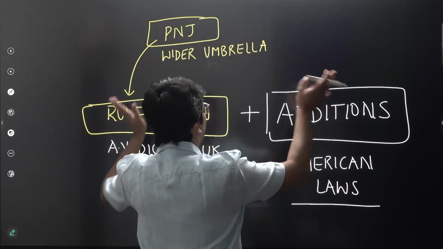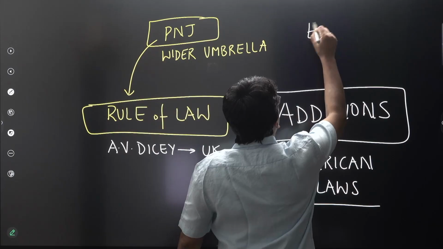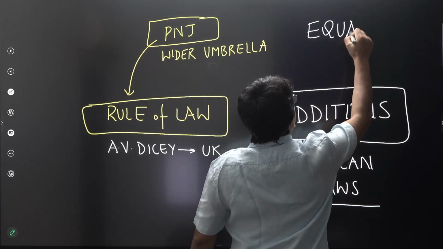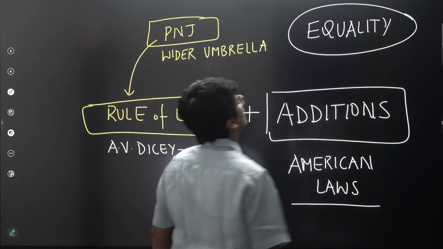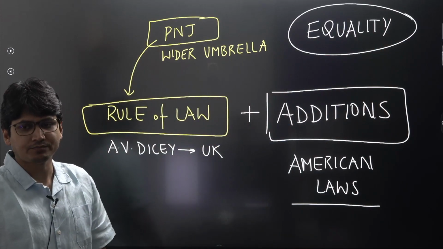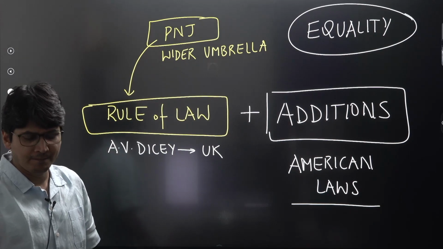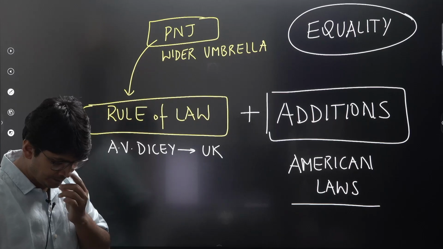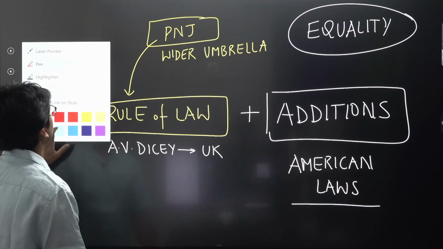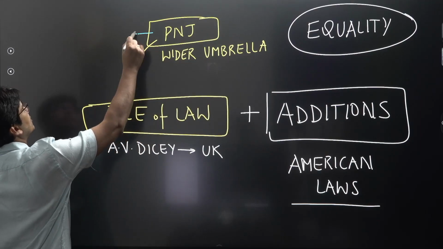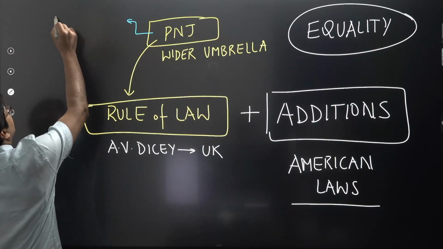And overall सबसे बड़ा अम्ब्रेला क्या है? Equality. Okay. Two important principles of natural justice are: first, rule against bias.